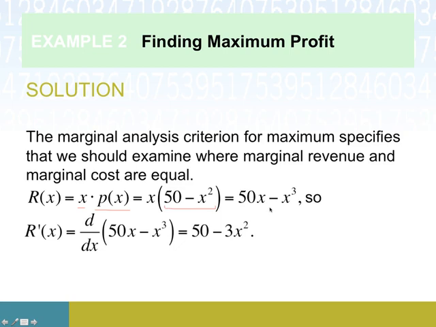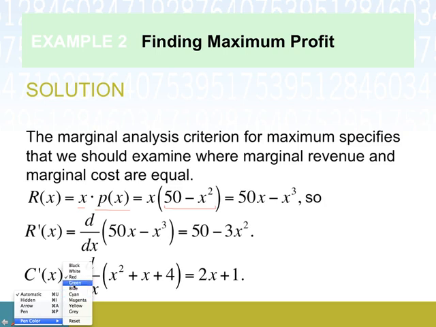Marginal revenue then would be the derivative of this. Just using power rule, the derivative of 50x would be 50, and the rate of change of x cubed would be 3x squared. We'll do the same thing for cost. This time, for cost, we didn't have to actually build our own function because they handed us a cost function to begin with, this x squared plus x plus 4 kind of deal. But it's the same difficulty level as far as strategies for derivatives. So just some power rule, and the derivative of that is 2x plus 1.